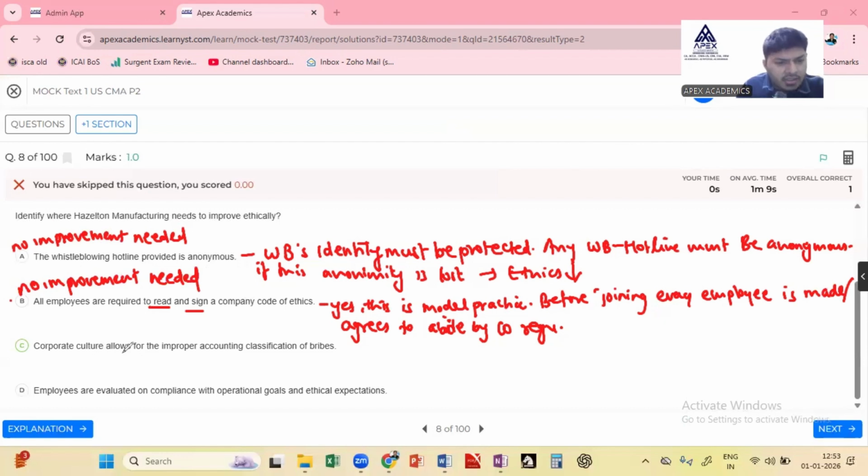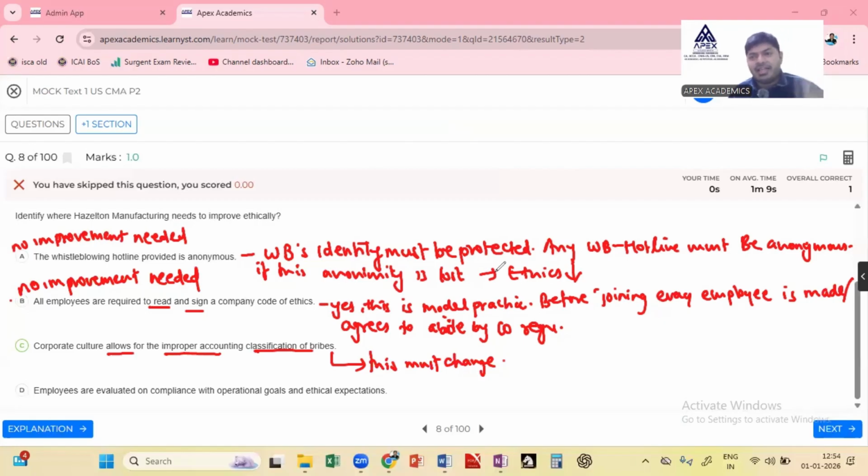Next, corporate culture allows for improper accounting classification. This must change. You are giving a bribe and you are showing it as sales commission. Tomorrow, you will do some other bigger crime, such as you will pollute the environment with your industrial waste and you will call it packaging expenses. Just because a member of parliament or a member of Congress is against you, you will pay another member of Congress to defeat him in election and you will call that preliminary expenses. All this rubbish cannot be done.